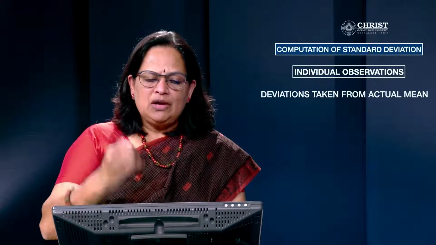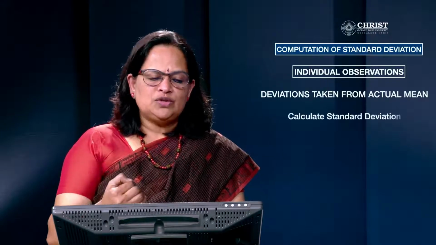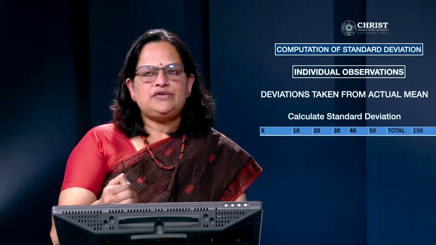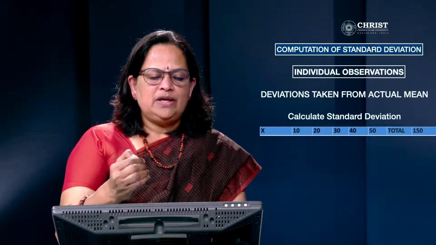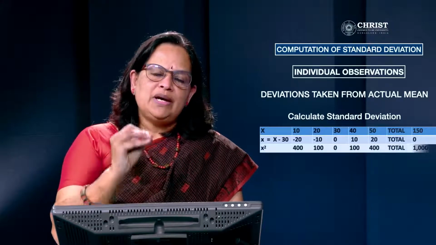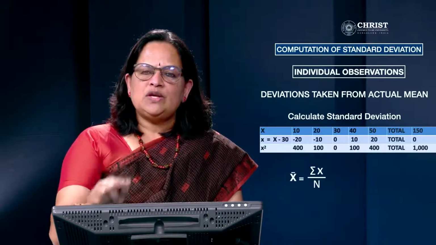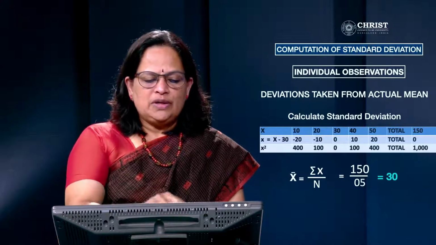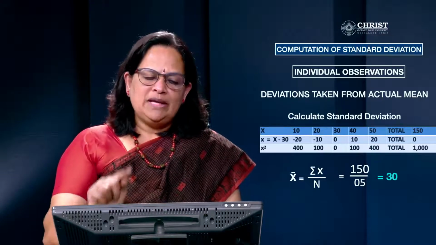Now the first problem we will take using the actual mean. Calculate standard deviation for the following observations. Values of x: 10, 20, 30, 40 and 50. The total value is 150. First we have to calculate the mean of the distribution. Mean is equal to sigma x divided by n. Sigma x we have seen is 150, and the number of observations is 5. So 150 divided by 5, you will get 30.